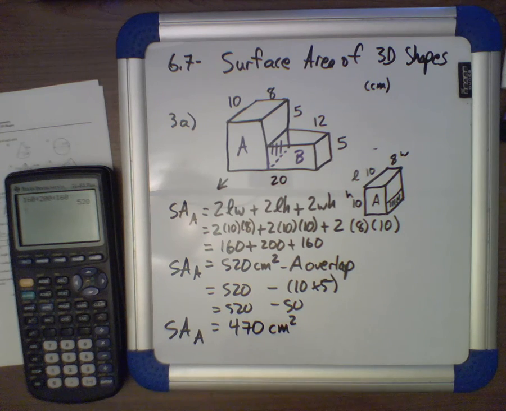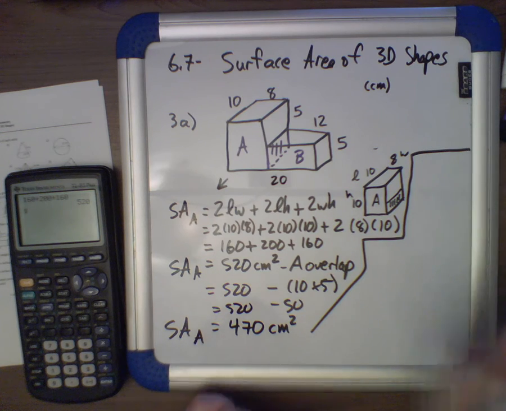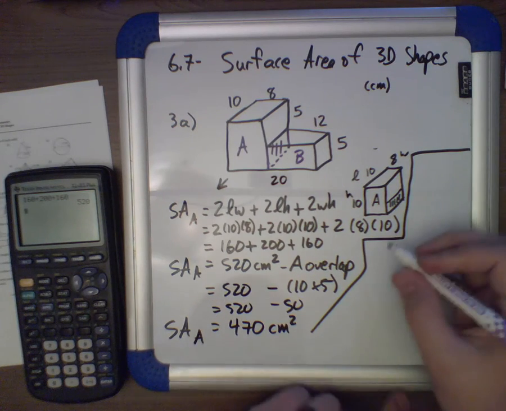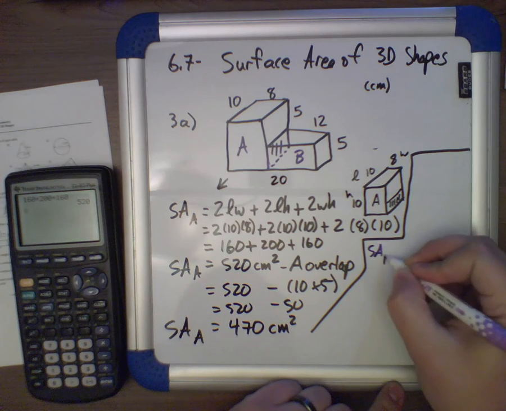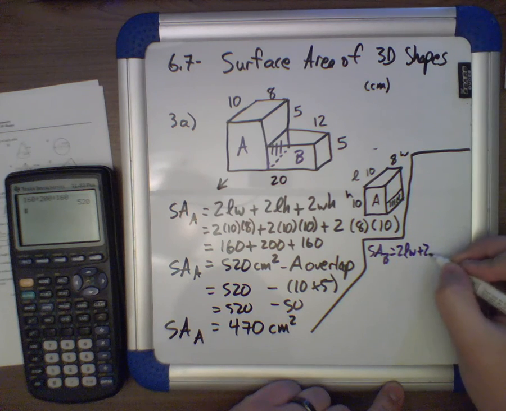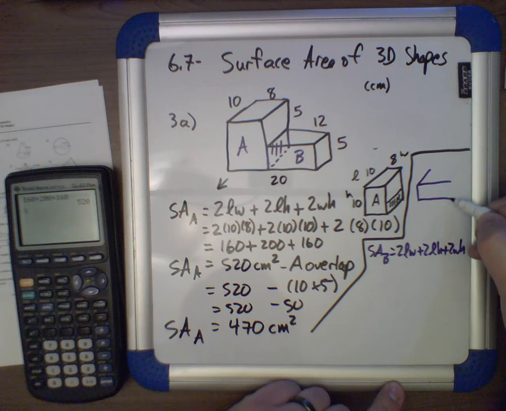All right, that's all right. Let's do part B. Hopefully I have enough room here. I might just have to write a little bit less detail. B is also a rectangular prism, so it's going to be the same formula. Surface area of B is 2LW plus 2LH plus 2WH. I'm going to redraw that rectangular prism really quick.